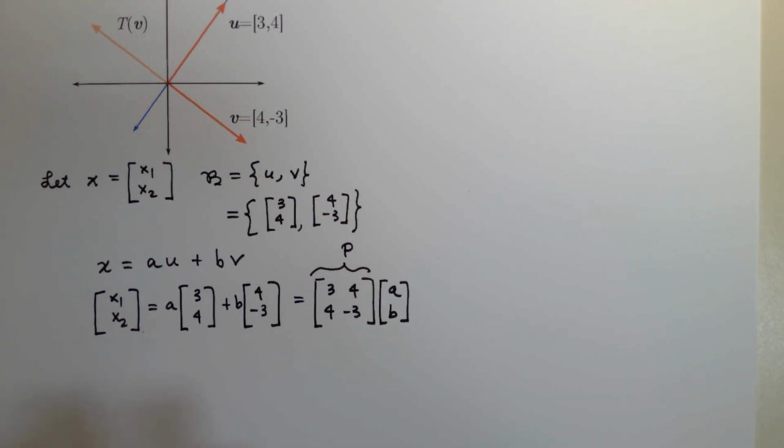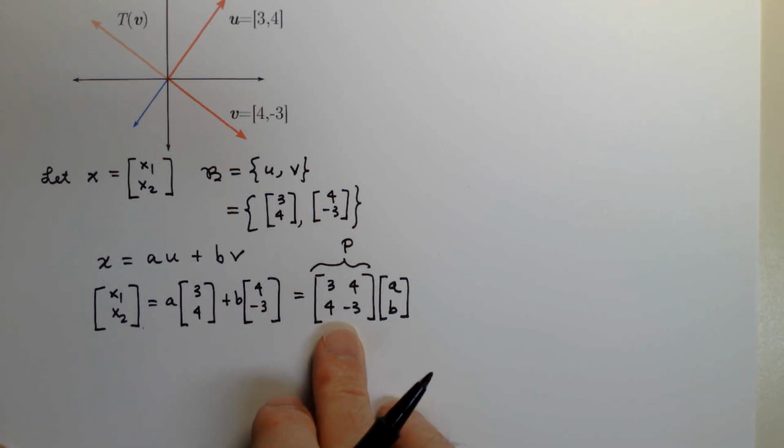Now, we're really interested in the reverse relationship. Given x, how would I find a and b? And what this allows us to do is express that through the inverse of P.